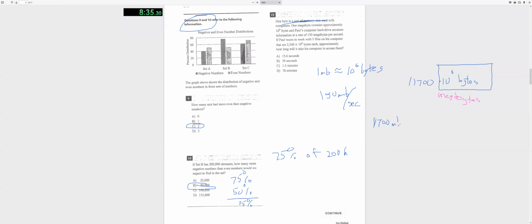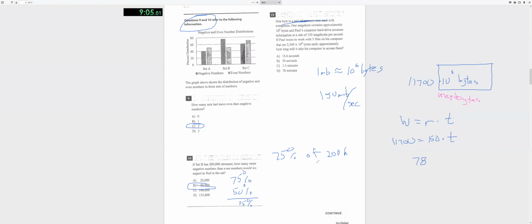So what we know is we've got 11,700 MB times, and then our rate that we work at, actually it would be divided by, wouldn't it be? Let's back up. Work equals rate times time. The work being done is 11,700. The rate is 150. So the time is going to be 11,700 divided by 150. And we get 78.